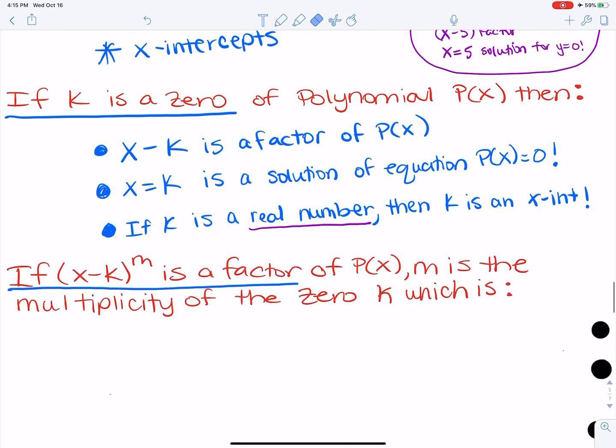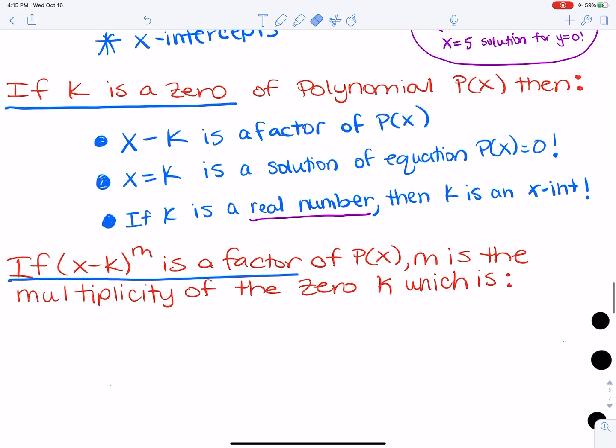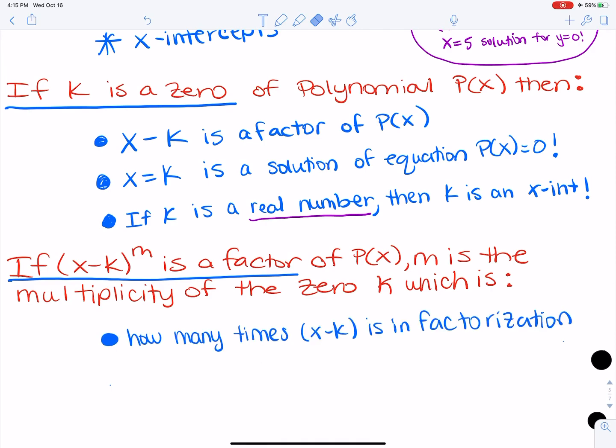All right. Next thing, if x minus k has an m exponent thing going on. So m is the multiplicity of the 0 k, which is nothing but how many times x minus k is in the factorization. So like I could have x plus 3 times x minus 5 times x minus 5. Well, instead of having the x minus 5 situation, I would have x plus 3 times x minus 5 squared. That's all that's saying. I have x minus 5 2 times because our m, our little exponent, is 2. Okay?